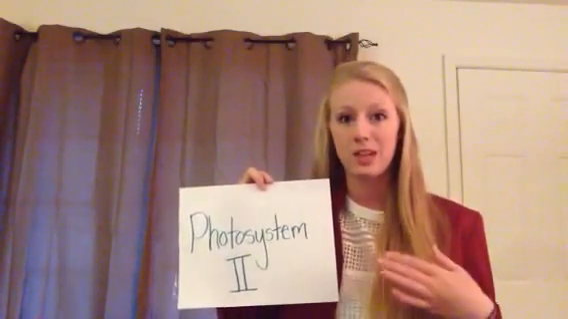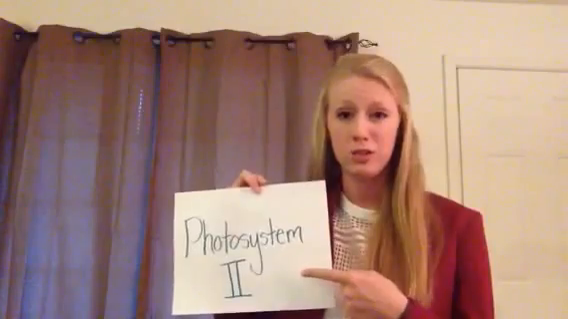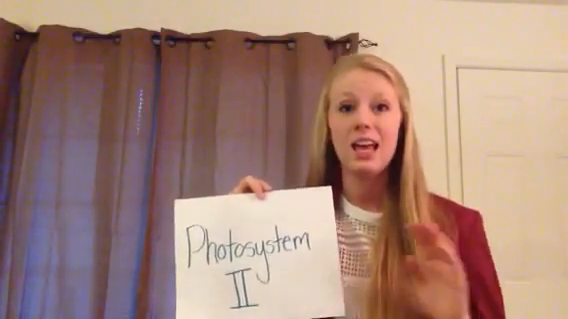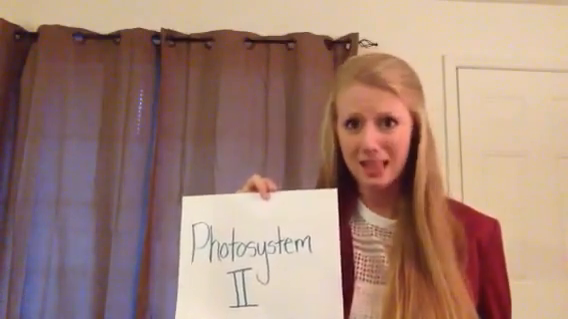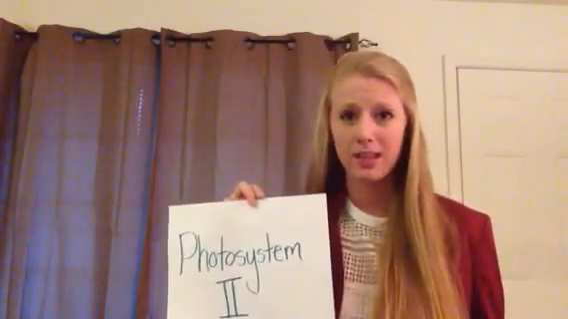But let's backtrack a little bit here. Photosystem II, of the light-dependent reaction in photosynthesis, which is taking place in the thylakoid of the chloroplast. Whew, did you get that? So we're in the chloroplast, in the thylakoids, looking at the light-dependent reaction of photosynthesis.